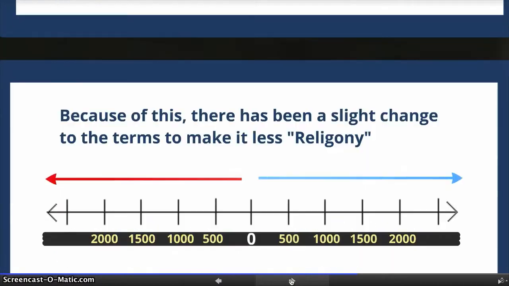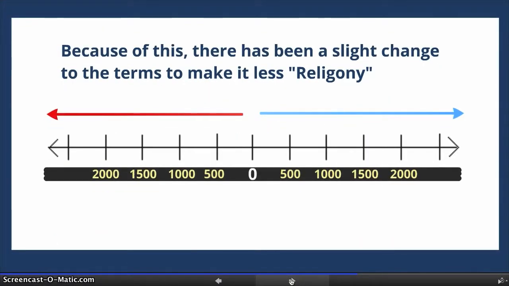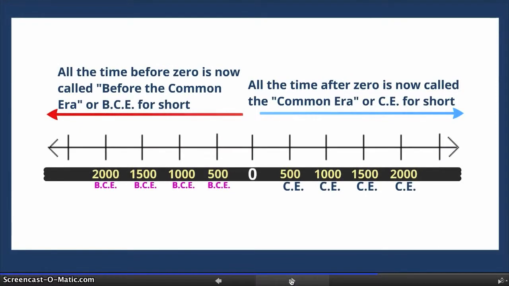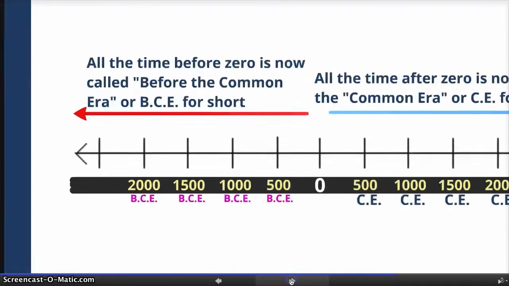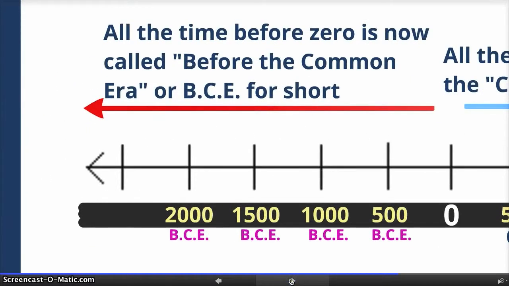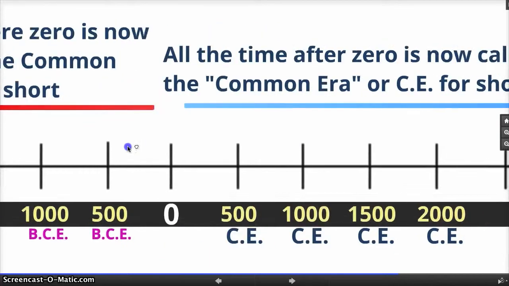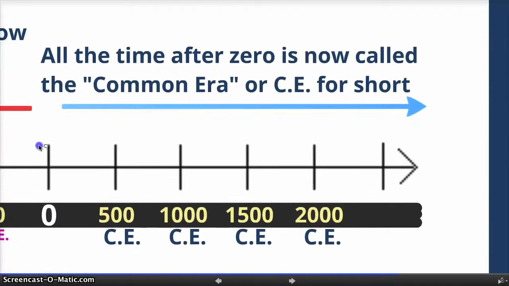So, in order to make things a little less religious, they made a slight change to the terms used. All the time before zero is now called before the Common Era, or BCE for short. All the time after zero is now called the Common Era, or CE for short.